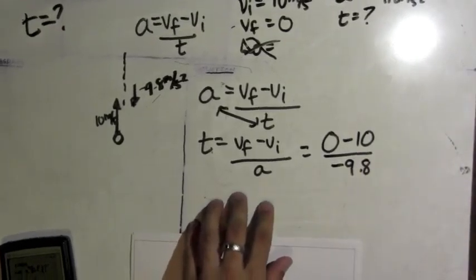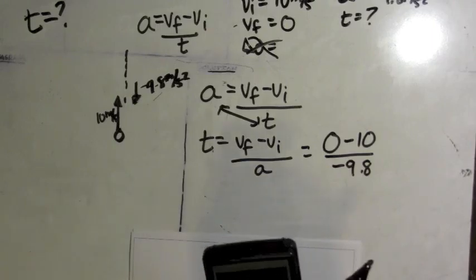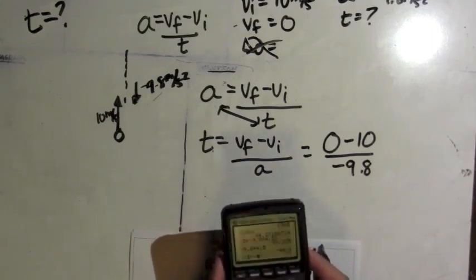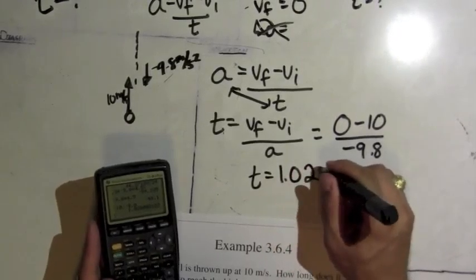Now, this is one of those things that if you mess up a sign or something like that, you're going to get a negative time. And negative time doesn't make any sense. So negative 10 divided by negative 9.8 tells me that it'll reach the top of its path at about 1.02 seconds.